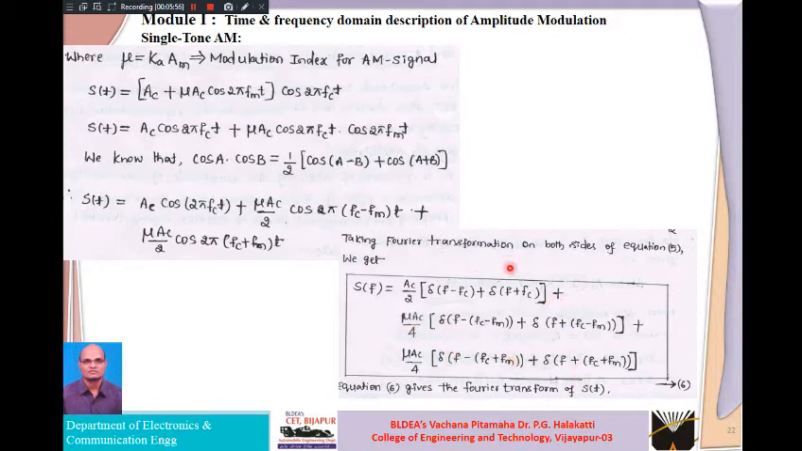That is the Fourier transformation of this equation. Hope you are now understanding. If not, you can go through your previous Fourier transform formulas. There you can find the Fourier transform of cosine, and its frequency shifted version you can automatically make out like this. I think the point is clear.